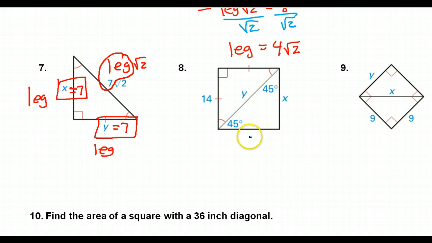Alright, looking at number 8. Okay, I've got 14. Alright, this is a square, you know, with both sides showing, but this is 14. So that means this must be 14, obviously. All the sides must be 14 because it's a square. So it's going to be 14, 14, and then 14 radical 2. Okay, so x equals 14 and y equals 14 radical 2.